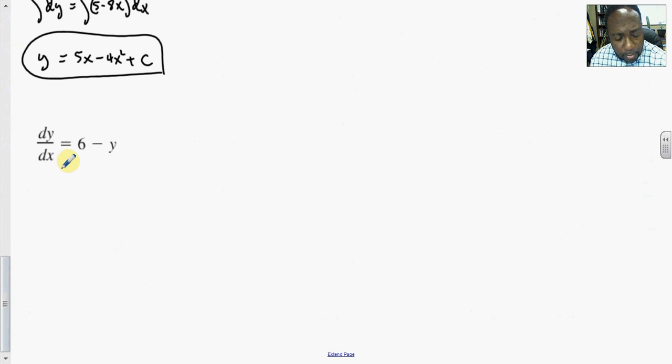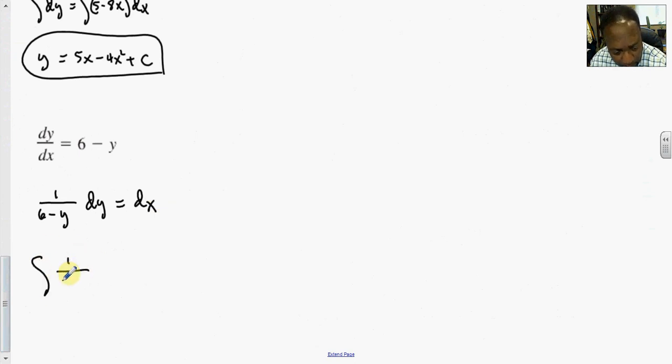What about this one? Here, to separate the variables to get the like terms together, we multiply both sides by dx, and then divide both sides by 6 minus y. So here we have 1 over 6 minus y times dy is equal to dx. Right? So here the variables are separated, so we integrate both sides. So the integral of 1 over 6 minus y dy is equal to the integral of dx.